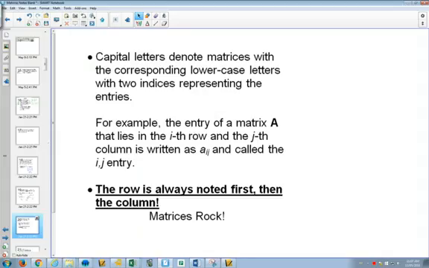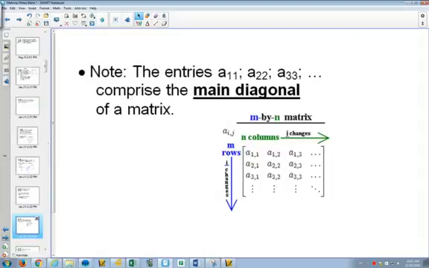So it's just sort of definitions right now for getting us used to what we're talking about. And again, the row is always first, the column after, so just remember the slogan, that Matrices Rock, and you'll be fine. So here's a matrix. This would be matrix A because all of our elements are listed with little a's. And the main diagonal of the matrix is this one right here where you have 1, 1, 2, 2, 3, 3, 4, 4, and so on.